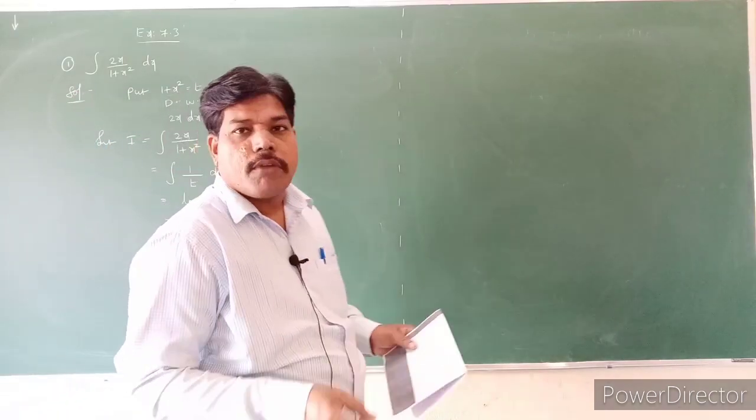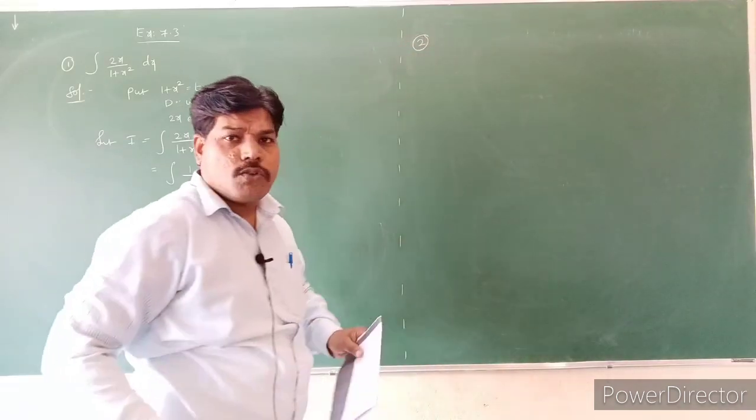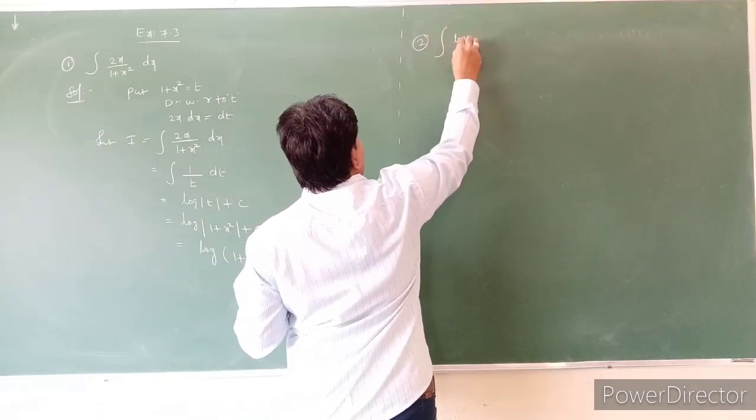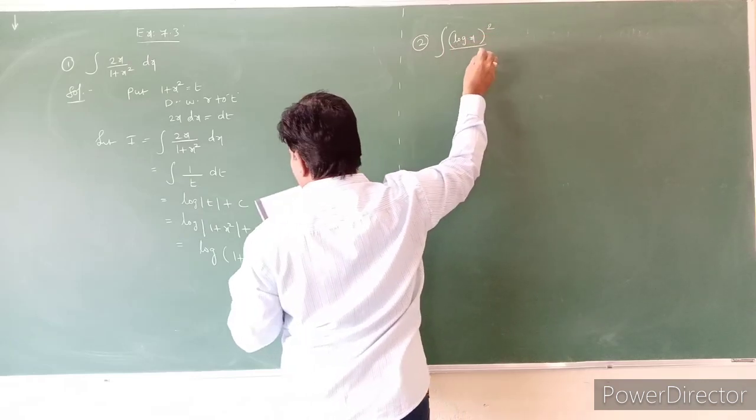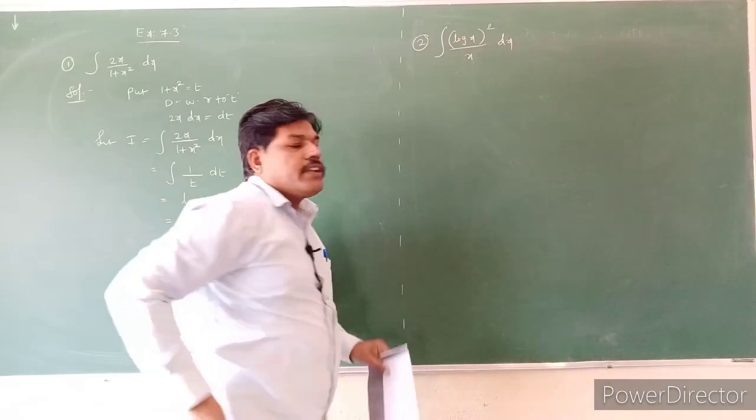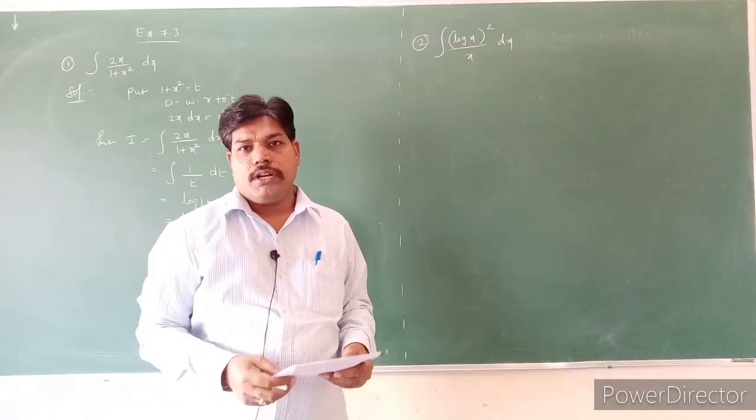See question number 2. So what is question number 2? That is the integral of log x whole square by x into dx. So the integral of log x whole square by x into dx.